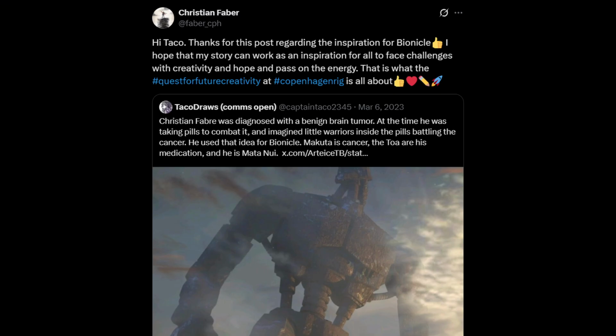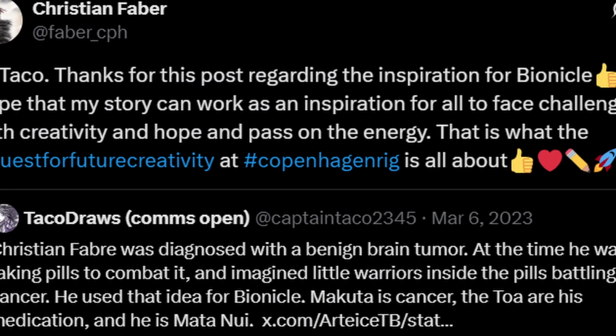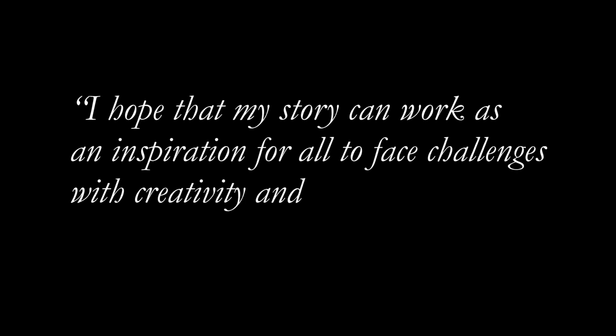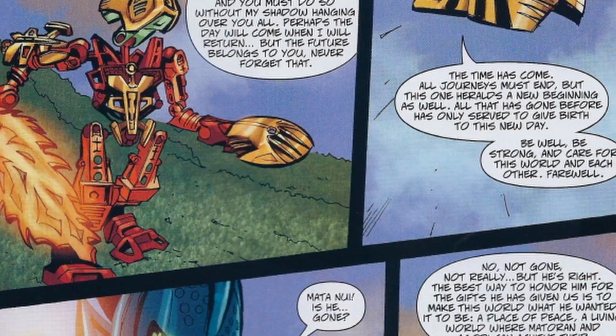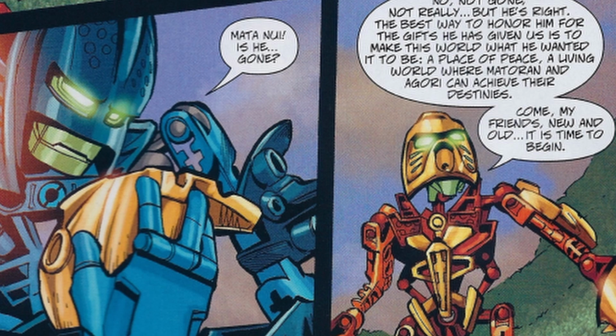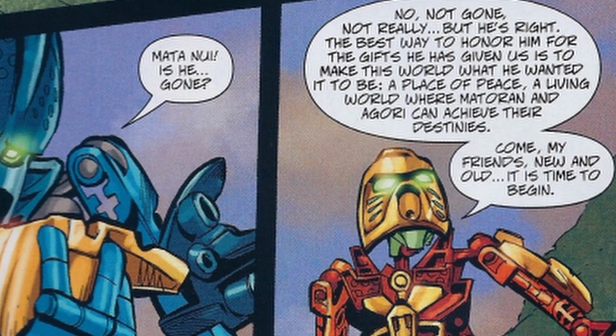In 2023, he responded to a tweet about his tumor, saying, quote, "I hope that my story can work as an inspiration for all to face challenges with creativity and hope and pass on the energy." Similar vibes to the very last line of dialogue in the Bionicle comic. "Come, my friends, new and old, it is time to begin."